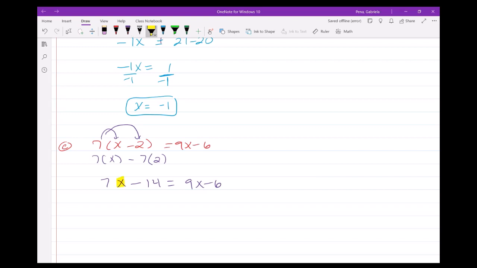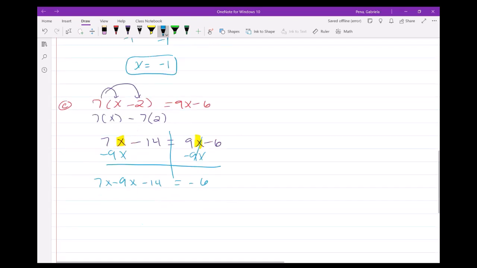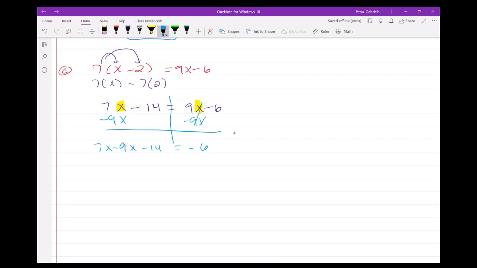Once again, I have an x on both sides. So move those, whoever has an x, to the left side. So this is the one that has an x. If it's a positive 9x, I have to subtract 9x. So this becomes 7x minus 9x minus 14 equals negative 6. Now keep in mind, because this one had this minus 6, this is why it's a negative 6. So 7 minus 9.